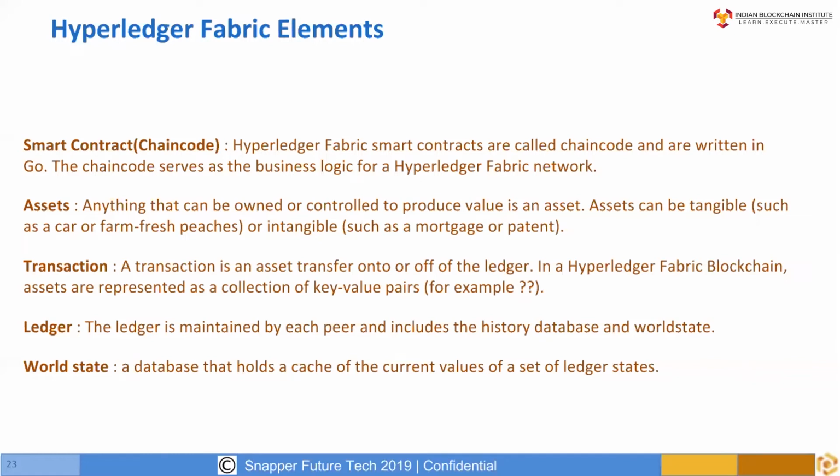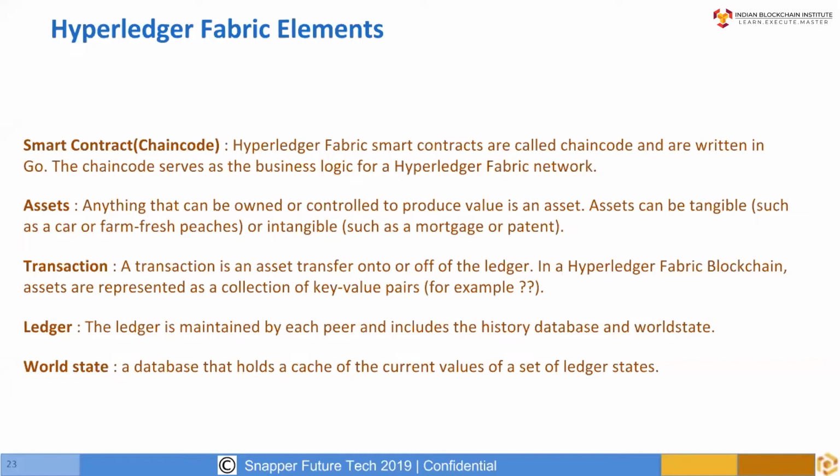So this car is your asset. If you are manufacturing engines, the engine is your asset. Likewise, your assets can be tangible and intangible, like your property records or maybe your intellectual property. That can be stored as an asset in blockchain, tangible or intangible. A transaction is an asset transfer onto or off the ledger. In a Hyperledger Fabric blockchain, assets are represented as a collection of key value pairs.